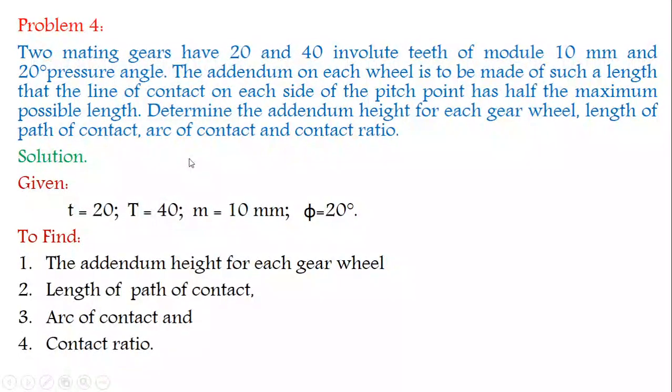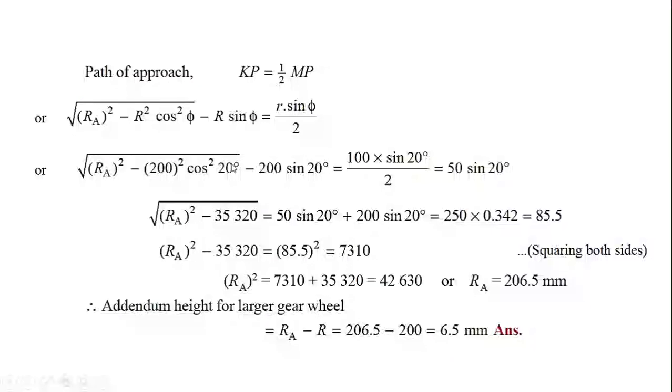The addendum value of each gear and wheel is equal to that of the maximum possible. If they give only this condition, you have to use this formula, or otherwise you want to use the other formulas. Please be aware of this. The square root of RA square minus R square cos square phi, minus R sin phi, equals R sin phi divided by 2.